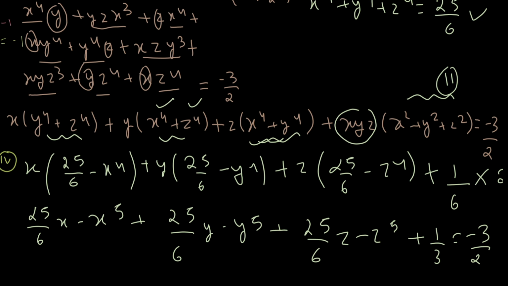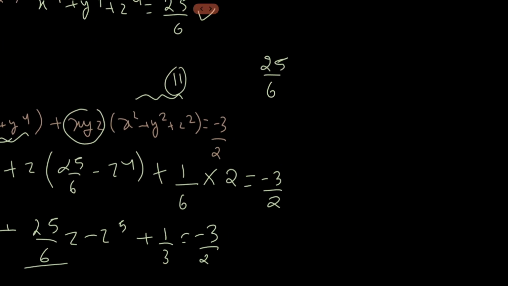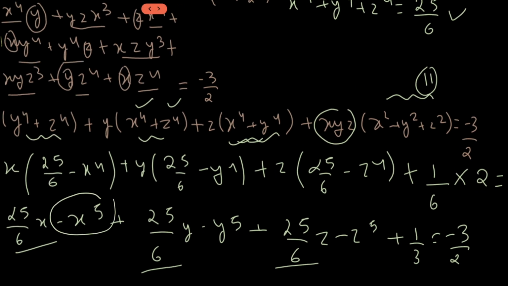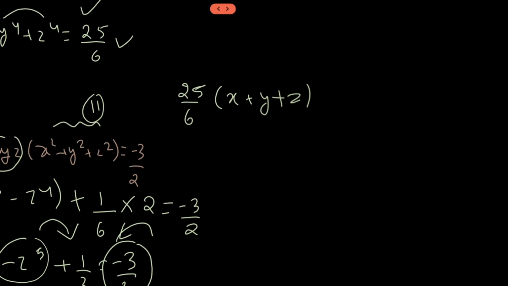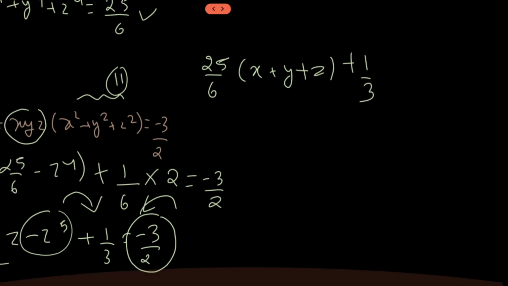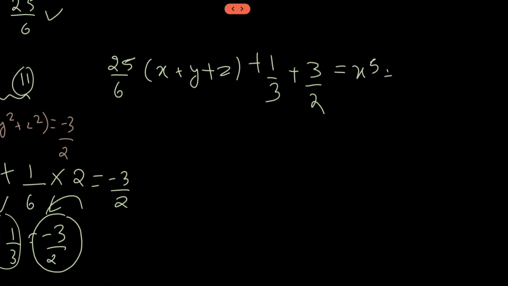Okay, now here we can see that 25/6 can be taken common from this and this term. So what we'll get inside the bracket is x plus y plus z. So 25/6 taken common, inside the bracket x plus y plus z. Now the remaining terms are negative x^5, negative y^5 and negative z^5. So these three terms can be just shifted to the other side, and bring the -3/2 from the other side to this side. So plus 1/3 as it is, and plus 3/2 that we brought from the other side, and this thing is x^5 plus y^5 plus z^5. Okay, this is equation number 1 and it was having a value 1.